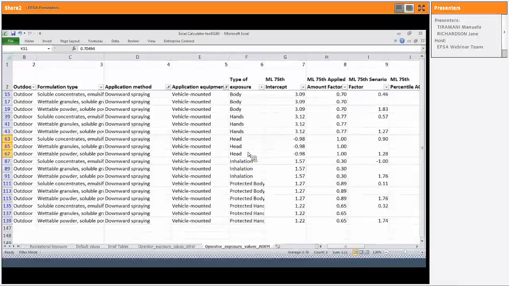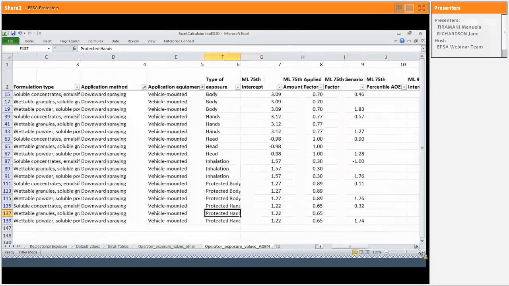and you can see that the model allows you to predict the exposure for the body, the hands, the head, inhalation, and also for protected body and protected hands. So for each of these body parts, we use the AOEM model to predict the exposure, and then we include the various coefficients that came from the model.